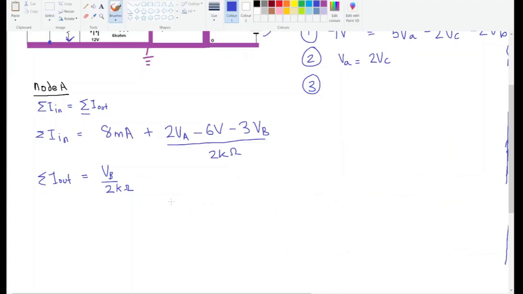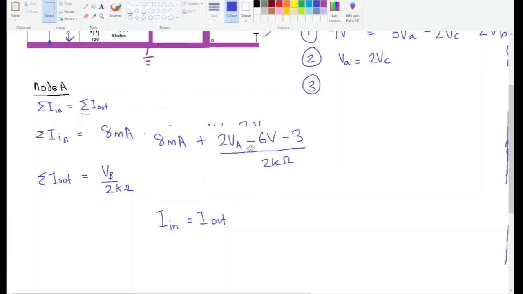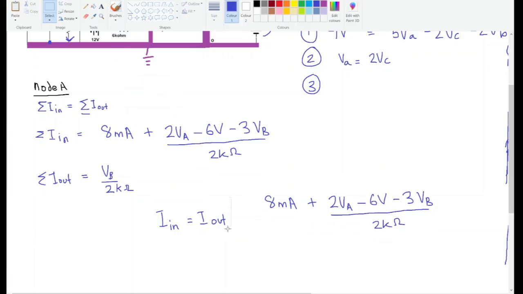So the current in has to equal the current out. So that means that we have 8 milliamps. Well, actually, I don't need to write this out. I can just copy and paste this. Okay, so this equation, the current going in is equal to the current going out. So that's this one. Okay, so now these two are equal to each other.